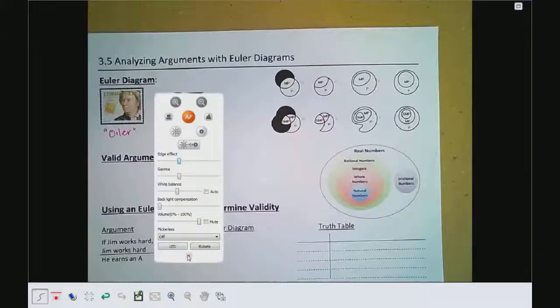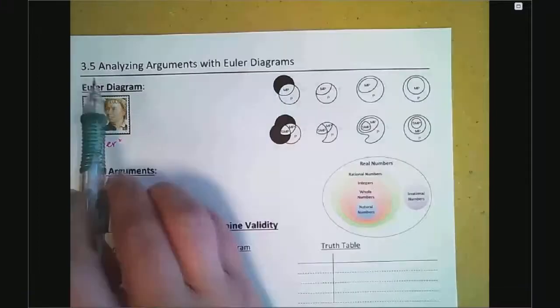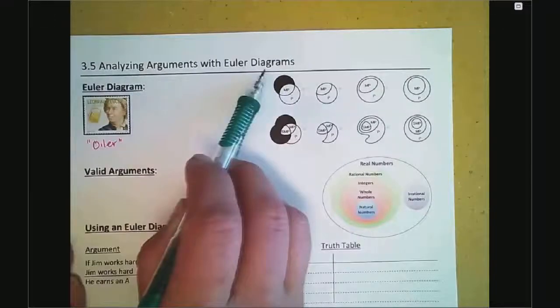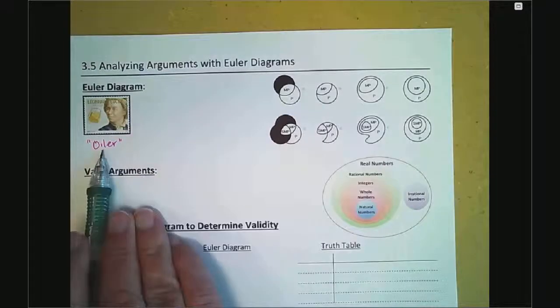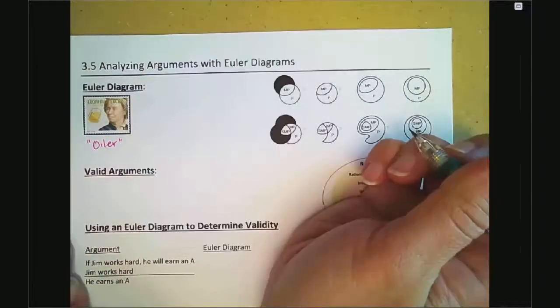So today we're going to be talking about Section 3.5, Analyzing Arguments with Euler Diagrams. Make a note, his name is pronounced "Oiler," not "Yuler." So I want to talk about differences between a Venn diagram and an Euler diagram.